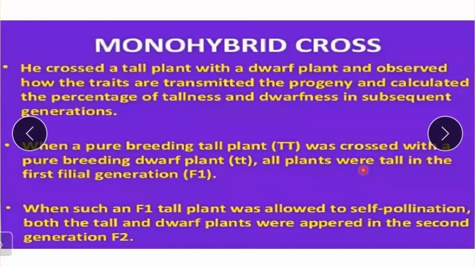He crossed a tall plant with a dwarf plant and observed how the traits are transmitted in the progeny, and calculated the percentage of tallness and dwarfness in subsequent generations. So when a pure breeding tall plant TT was crossed with a pure breeding dwarf plant tt, all plants were tall in the first filial generation, that is F1. But when such an F1 tall plant was allowed to self-pollinate, both tall and dwarf plants appeared in the second generation, F2.